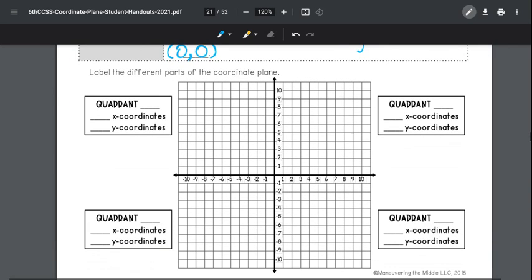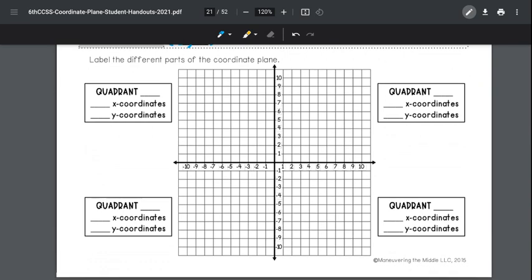Label the different parts of the coordinate plane. Top right is quadrant 1. Top left is 2, 3, and 4. If we are in section 1, quadrant 1, your x value means we're going to be starting from 0, 0, moving right and moving up. And those are both positives.